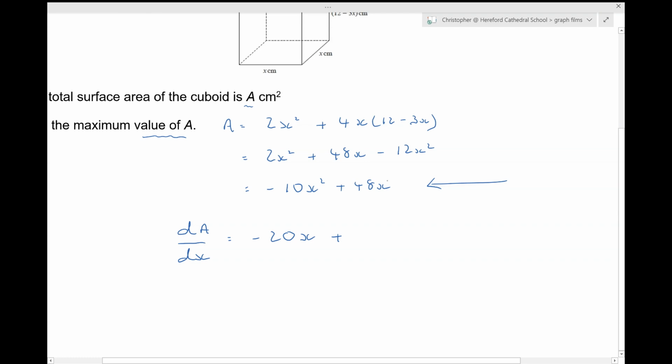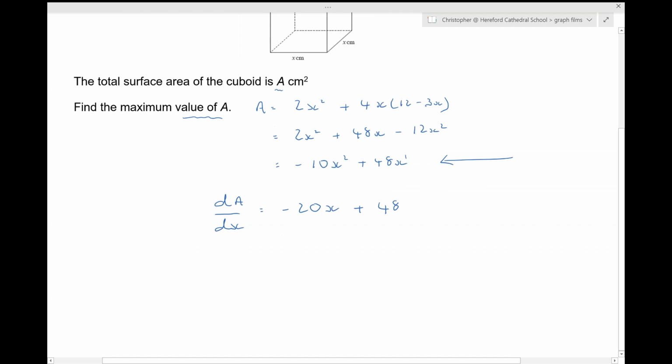Plus, now 48x, remember that's an x to the 1 there. 1 times 48 is 48. X to the 0 is just 1. So there is my differentiated A. So that shows me how A changes when x changes.